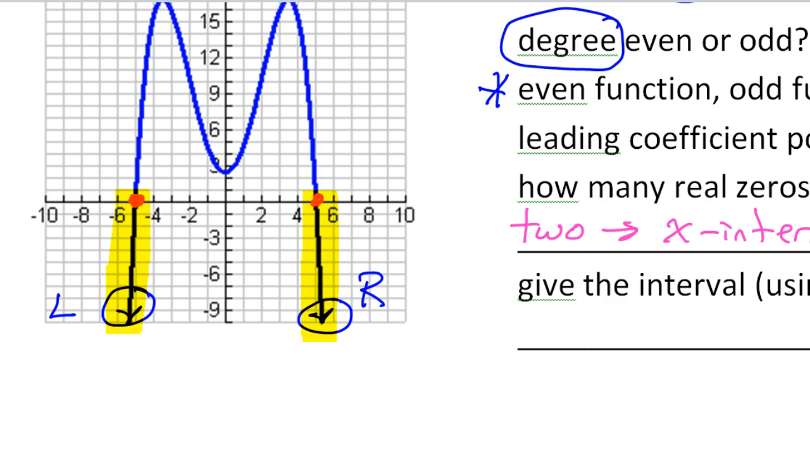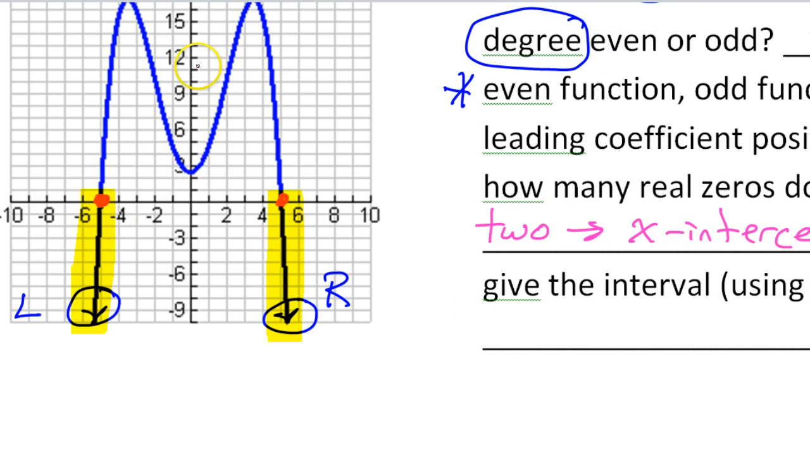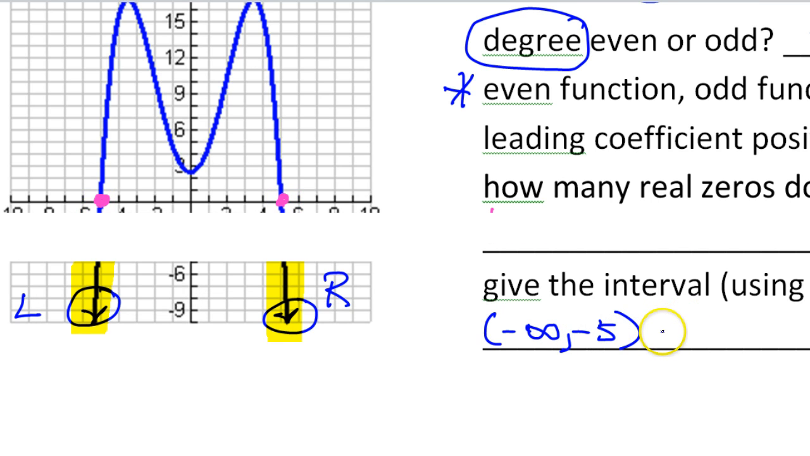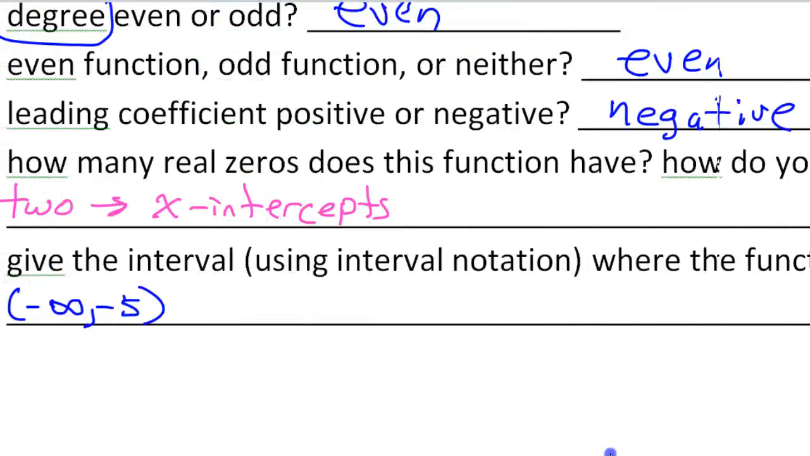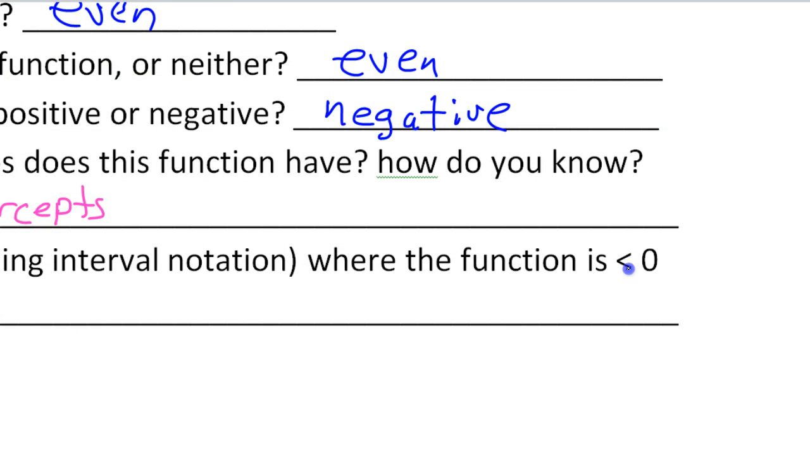Now we're talking about x values when we do this interval. This piece on the left is from negative infinity to negative 5. Look at where it touches the x-axis, negative 5. So negative infinity to negative 5. Round parentheses. We don't want to include negative 5 because right at negative 5, that's where it equals 0. Look at the statement. It doesn't say where does it equal 0, just less than. If it had been less than or equal to, then I would have used square brackets to include it.